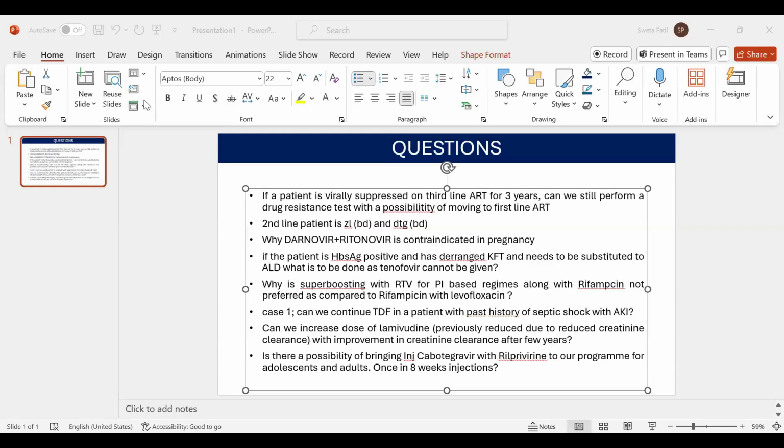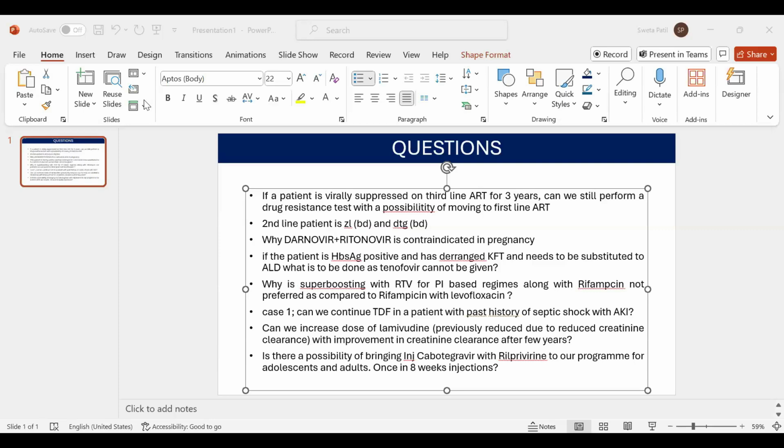Suppose creatinine was very high initially, and we gave a dose of 50 mg OD of lamivudine. But now the creatinine has improved and the creatinine clearance has improved, we can increase from 50 mg OD to 100 mg OD depending on the creatinine clearance.